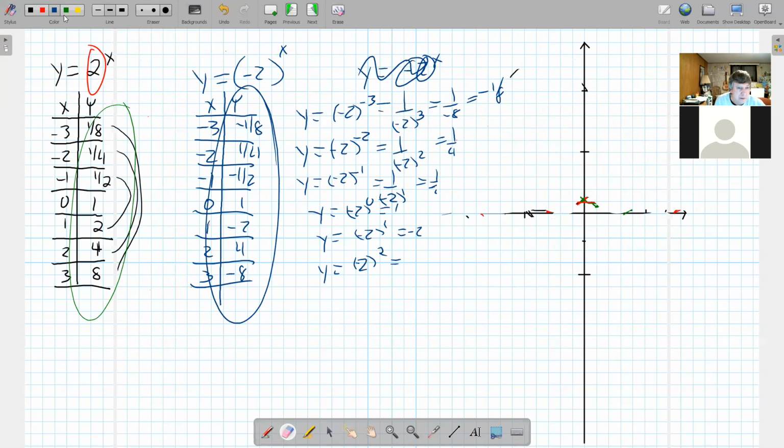Okay. What was this blue? So at -3, we're at -1/8. At -2, we're at 1/4. At -1, we're at -1/2. At 0, it's at 1. At 1, it's at -2. At 2, it's at 4. At 3, it's at -8.